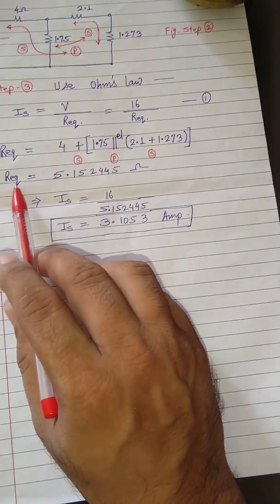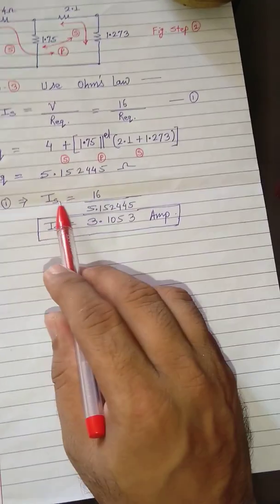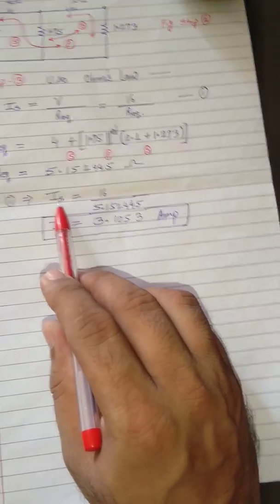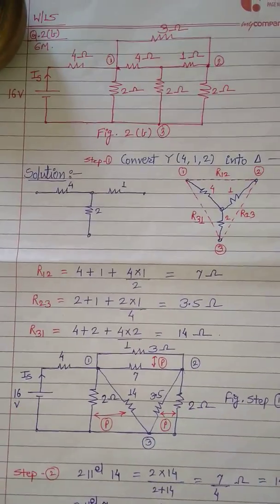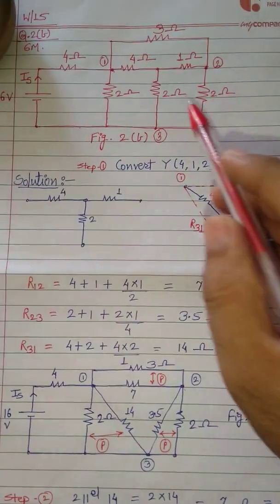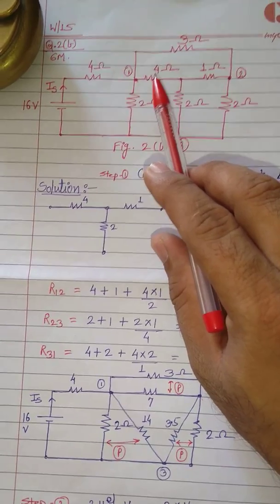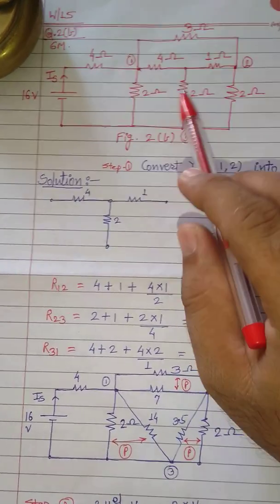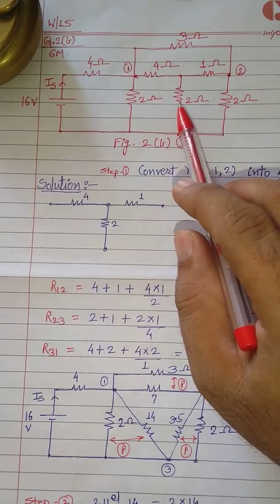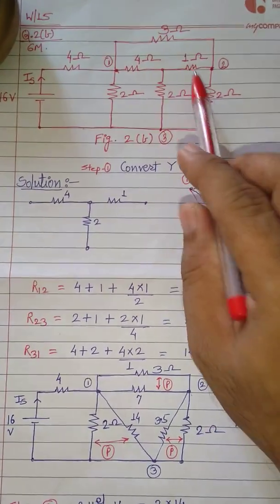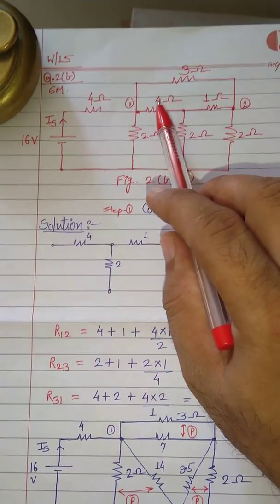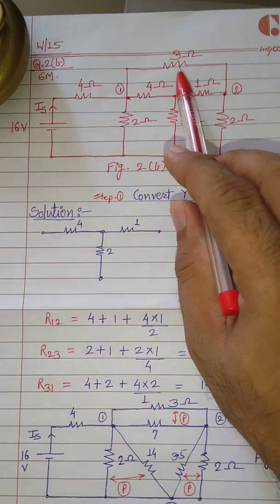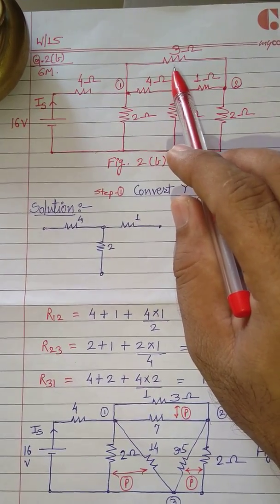Therefore finally you get this R equivalent as 5.15, and from equation 1 you can get the source current, and that value is 3.1053 ampere. So this way you can solve this particular given numerical and the source current can be found out. There are different combinations that can be used to get the conversion, like this 4 2 connected in delta. You can transform that delta into star, or 2 1 2 is connected in delta. You can solve that delta to star. Even 4 1 3 is also connected in delta. You can solve that circuit by converting delta into star.